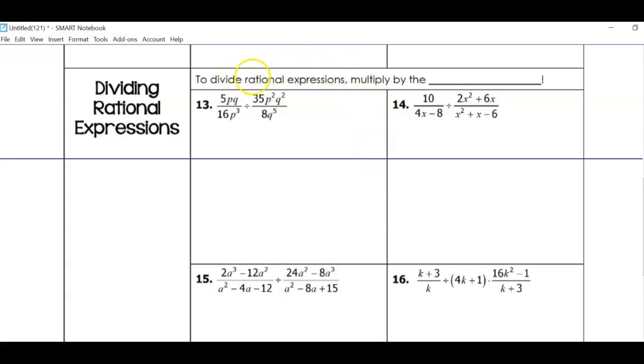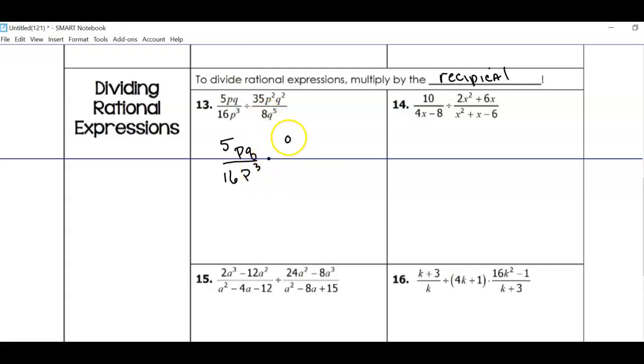All right, so we're dividing rationals. If you're going to divide rationals, you multiply by the reciprocal. That means you just flip the second one over, right? And then we're doing the same process as multiplying. So that's the big change here, which really is not that big of a change. So now we're doing the same process over again.